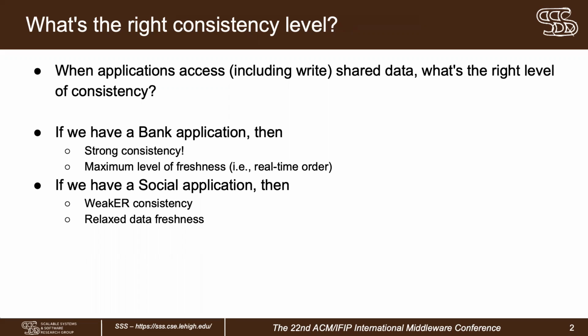For example, if we have a bank application, we need a strong consistency level. The data of accessed bank accounts need to be fresh. On the other hand, when we deal with a social media application, we prefer to go with a weaker consistency level for the sake of performance and scalability. Therefore, the level of data freshness can be compromised here and it can be relaxed.